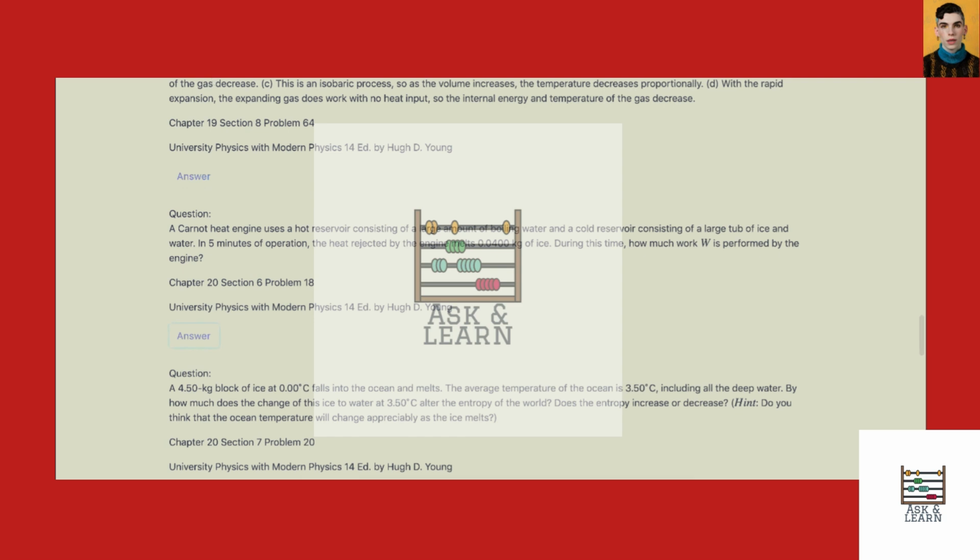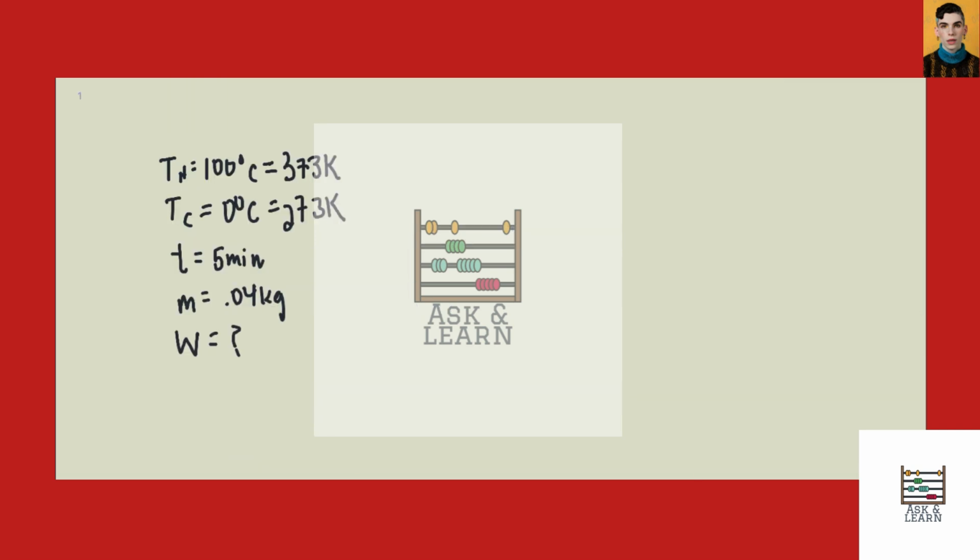A Carnot heat engine uses a hot reservoir consisting of a large amount of boiling water and a cold reservoir consisting of a large tub of ice and water. In 5 minutes of operation, the heat rejected melts 0.04 kilograms of ice. During this time, how much work is performed by the engine?